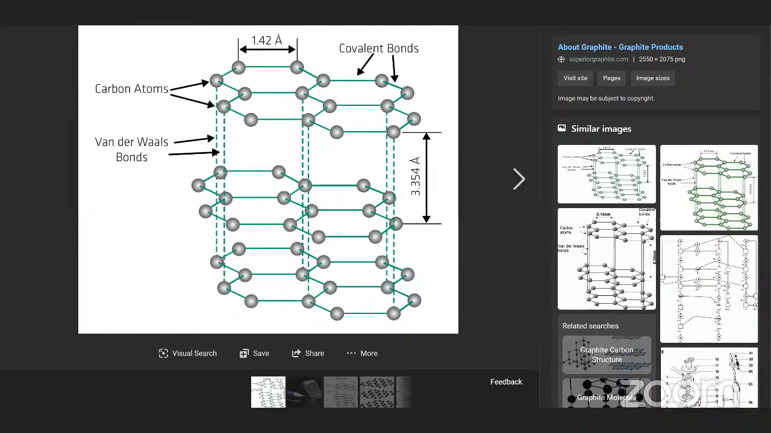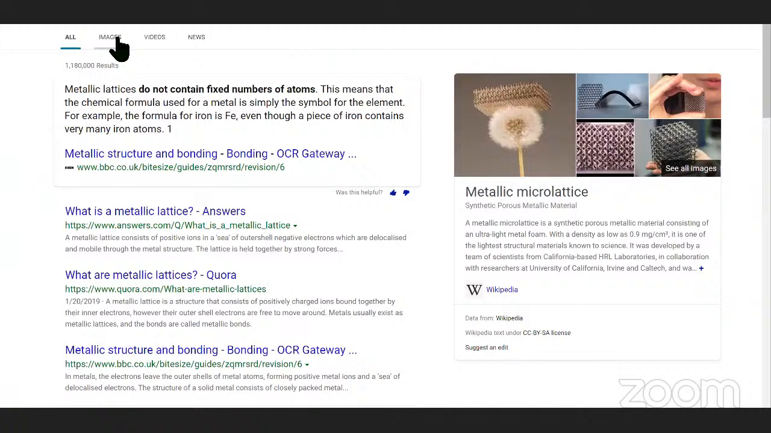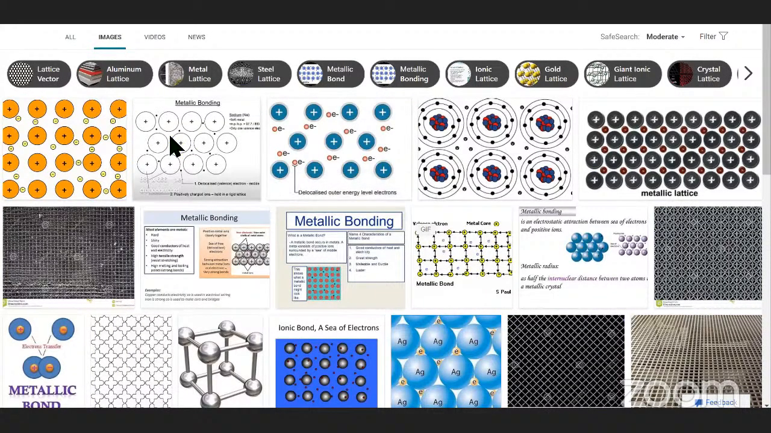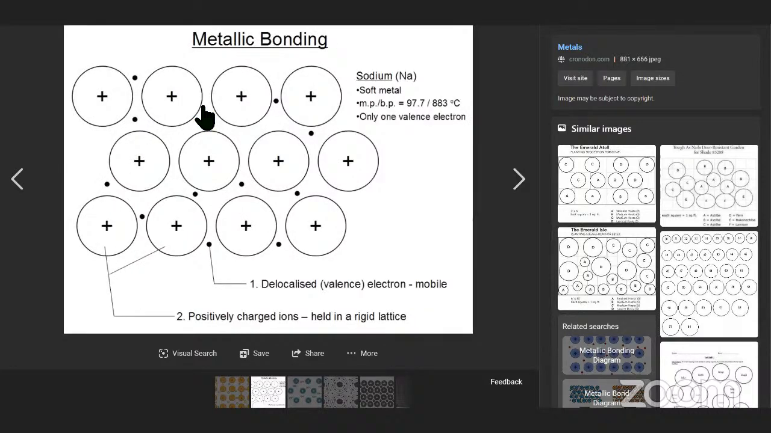So I can also Google metallic lattice. Hopefully we get a good diagram. This looks pretty decent. Now in metallic bonding, metals always like to lose electrons. They always like to form positive ions. So you have these metals, all of them forming positive ions and losing electrons, but where would the electrons go? Where would they end up?